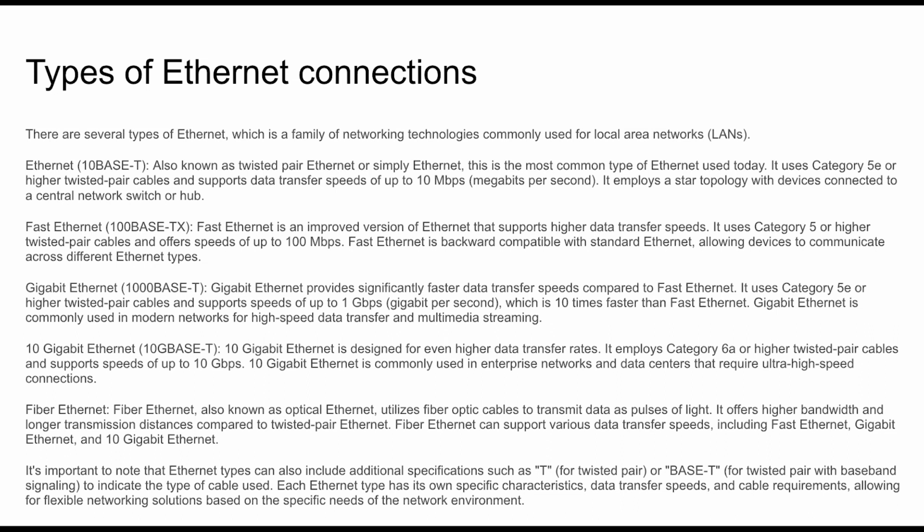Gigabit Ethernet, this is 1000BASE-T. Gigabit Ethernet provides significantly faster data transfer compared to Fast Ethernet. So as you can see, the higher the number, basically the faster the connection is. It uses category 5E or higher twisted pairs and supports speeds of up to 1 gig, which is 10 times faster than Fast Ethernet. Gigabit Ethernet is commonly used in modern networks for high speed data transfer and multimedia streaming. So whenever you talk about high speed internet, you want to have at least 100 megabits or better.